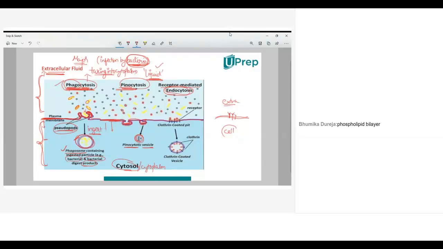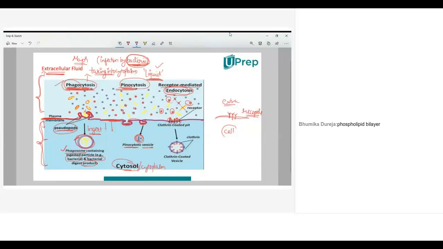Receptors receive only some molecules which they recognize. Here they have shown receptors in blue shaded one, and only some molecules among all are taken in. This yellow bacteria was not taken in. These droplet-like things are also not taken in. Only the red color particles are taken in.